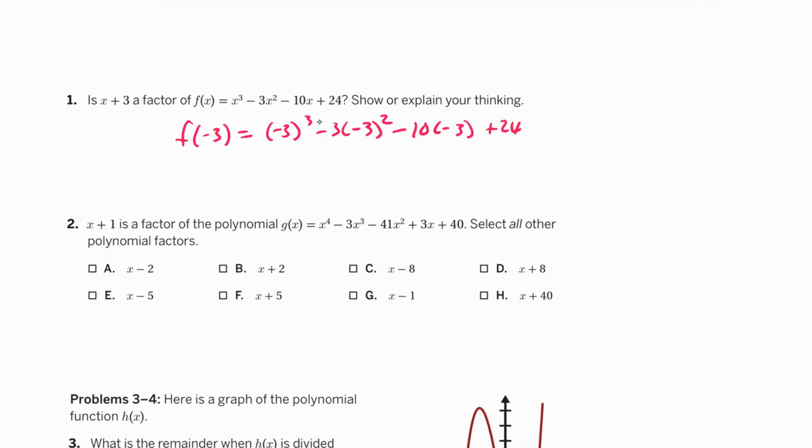So as I'm going through this, 3 times 3 times 3 is 27. This also ends up becoming 27 minus 30. Oh, I have some negatives that I'm making mistakes on here because we have minus this, and then plus 30 because a negative times a negative, plus 24. This here becomes negative 54 plus 54, which becomes 0. So f of negative 3 is 0, which means yes, x plus 3 is a factor.